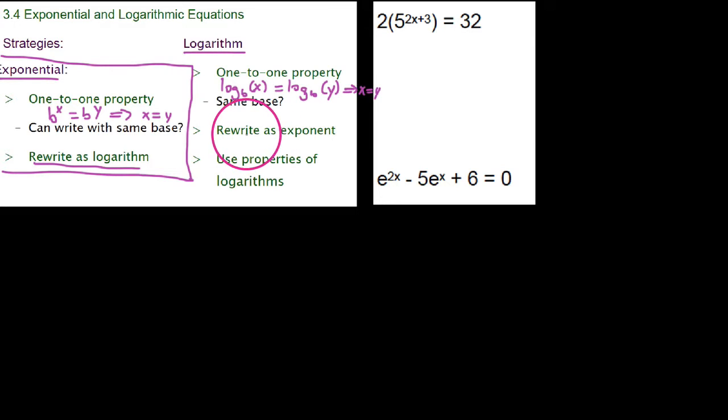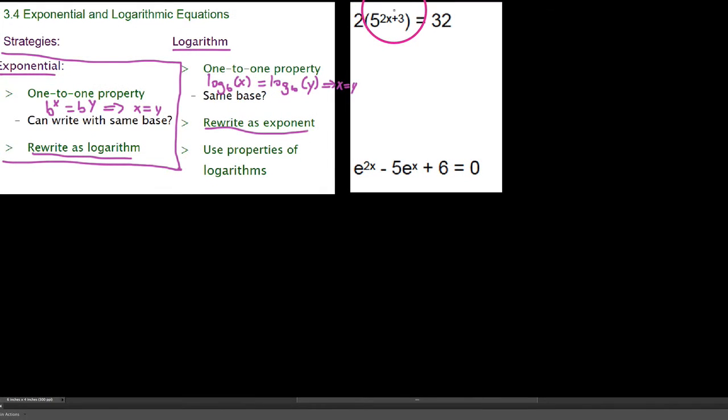And then also, one thing we could do is rewrite it as an exponent, just like we would write an exponential thing as a logarithm. We could rewrite a logarithmic thing as an exponent. And also we can use the properties of logarithms. So let's take a look at this first equation up here. I notice that this is definitely exponential because we have our variable up in the exponent. So now that I've identified this is exponential, what we're going to do is this.